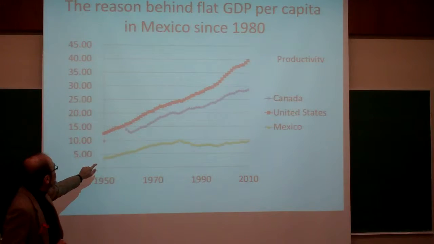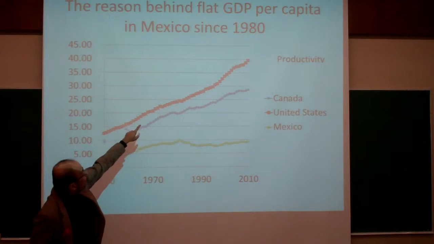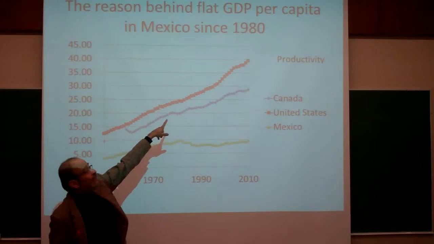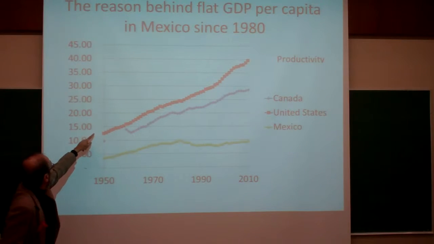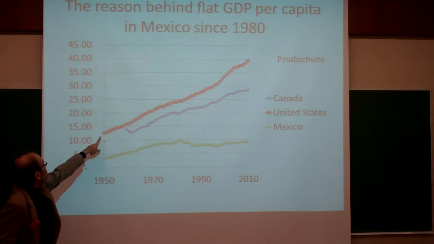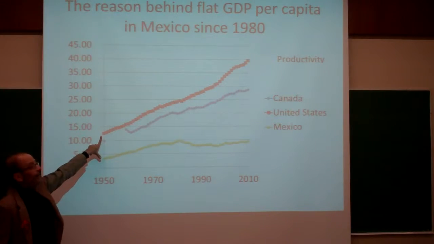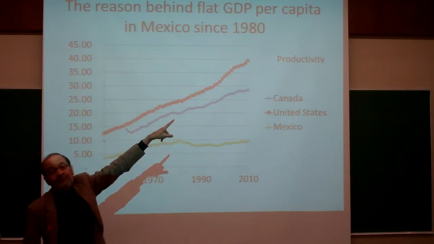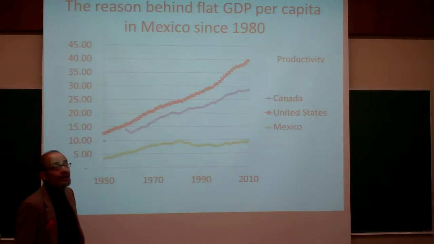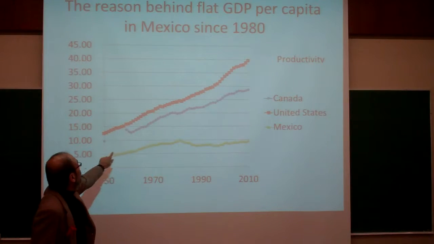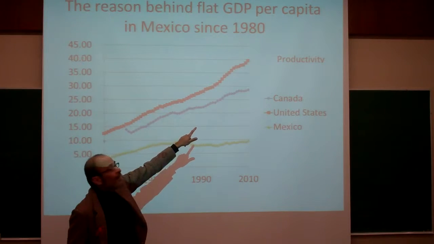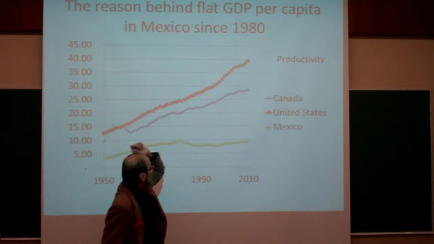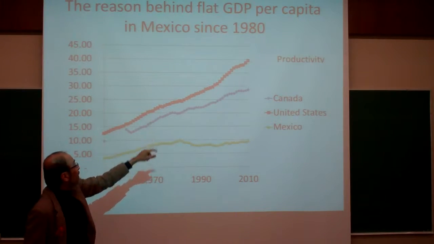What we see here, for example, the top line here is that of the US. US productivity has grown steadily. The index was about 12 in 1950, and if we go to the far end, it's about 40. So that much it has grown. Canada doesn't grow as much, but fairly closely follows the US until the late 1990s.